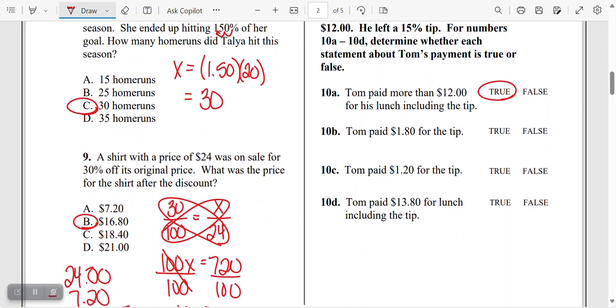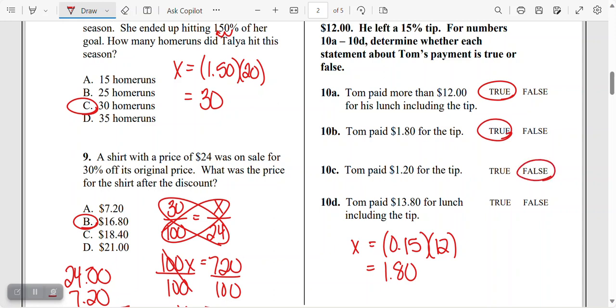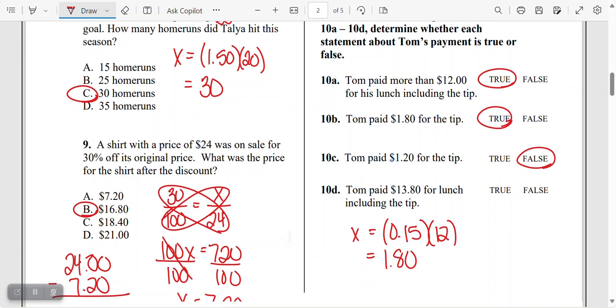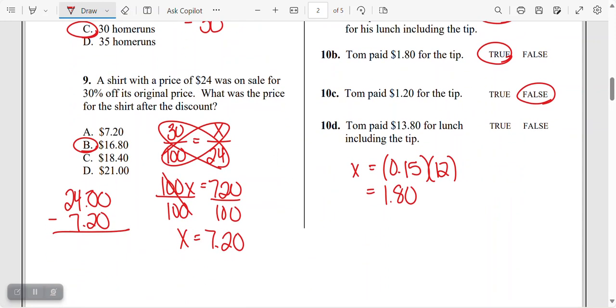So let's go ahead and just calculate the tip. We're going to find 15%, changing the percent to a decimal, of $12. So we're going to take 12 times 0.15, and that's $1.80. So there's your tip. So that makes letter B true and letter C false. And then when we want to calculate the total that he pays, it's the $12 plus the $1.80, which is $13.80, and that leaves letter D to also be true.